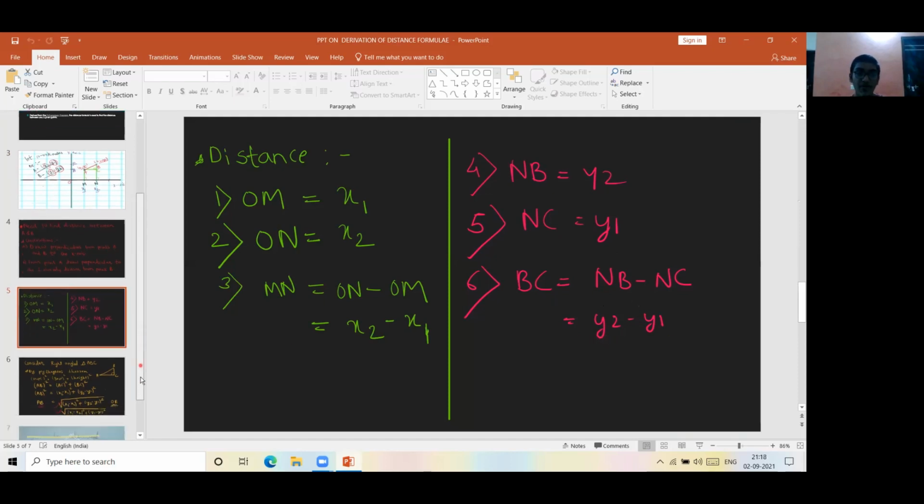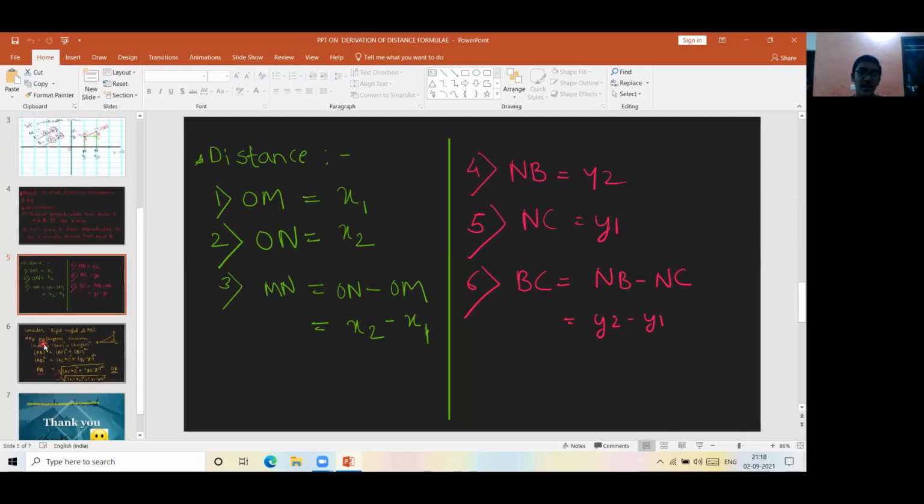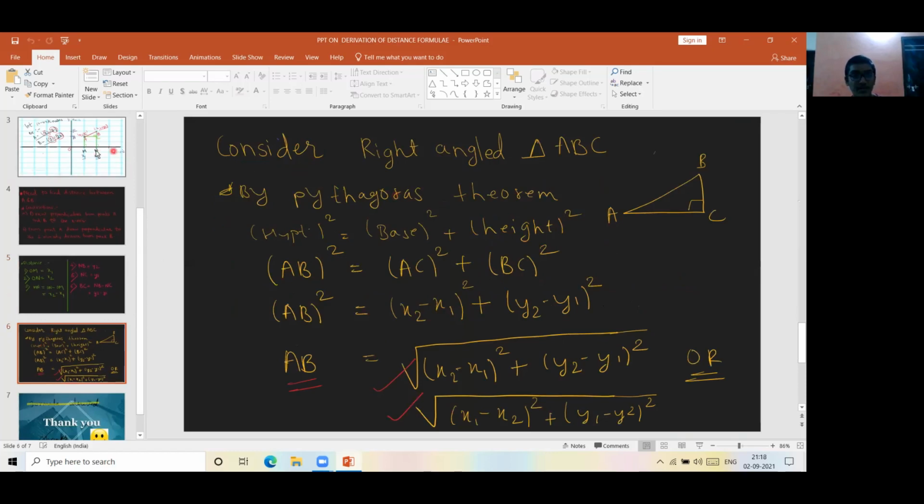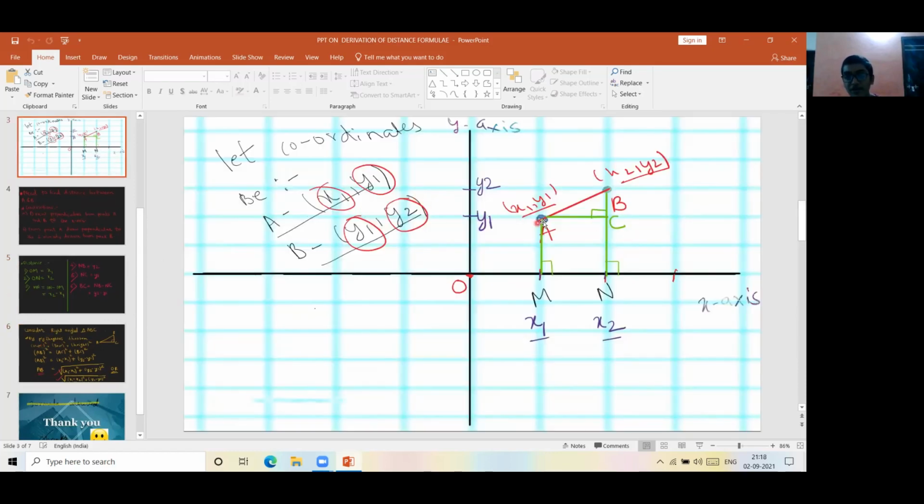Now we have found all the distances, and we need to substitute. Before that, we need to draw one more perpendicular from point A on the line BN. Now I have drawn one perpendicular from point A on line BN. So the angle BCA is 90 degrees, as perpendicular means we are dropping a right angle.